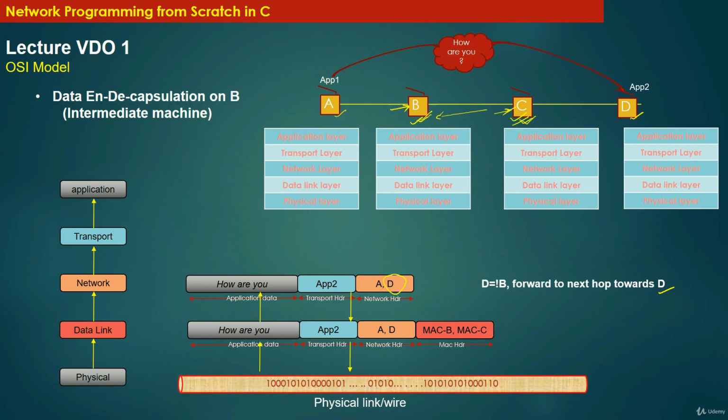So the point to note here is that on the intermediate machine, that is machine B and machine C, data encapsulation and data decapsulation happens between data link layer and network layer. The transport layer does not play any role on intermediate machines. The same thing, exactly the same thing, happens on intermediate machine C.